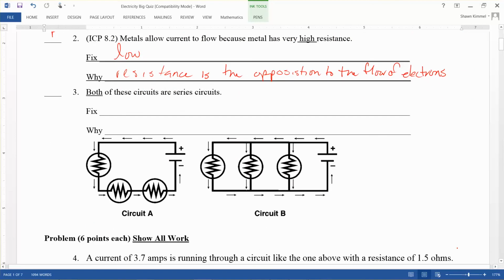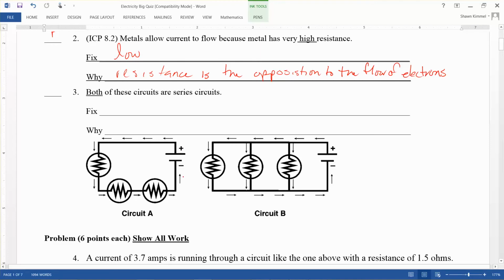Okay, our next one here. Both of these circuits are series circuits. Well, as I look at this, the first thing is it says both, and if you've paid attention over the last couple of days, we've done a lot of work with parallel and series circuits. You see that the first one has one path for the electrons to flow. They never have a choice to go any other direction.